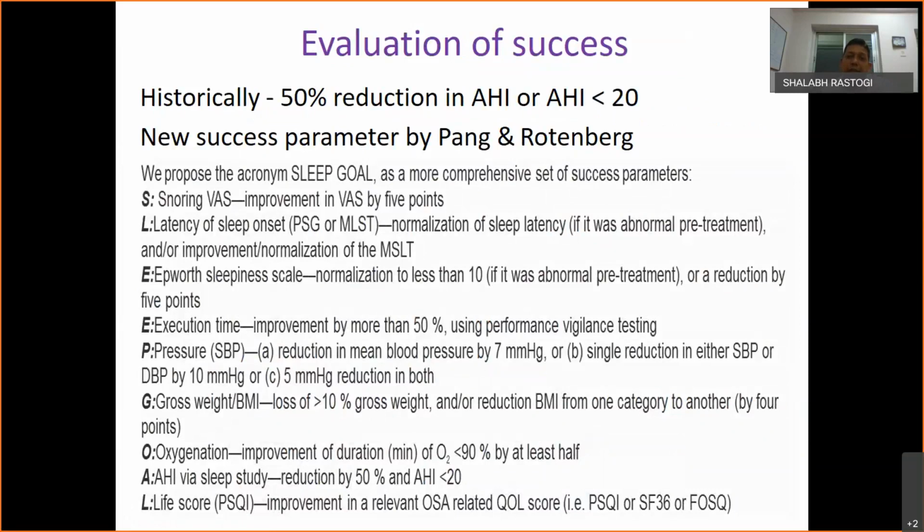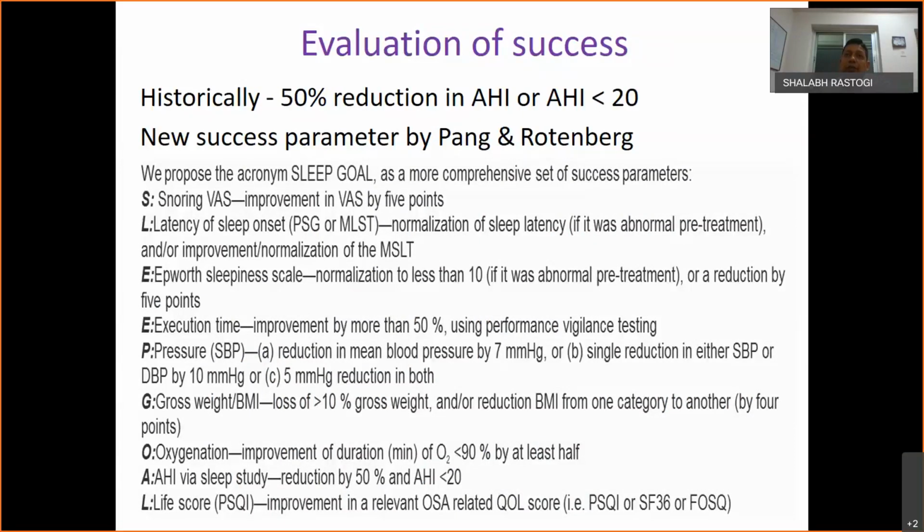The success can be evaluated. Historically, it was either a 50% reduction in AHI or the AHI being made less than 20 per hour. Then you call these procedures a success. But we all know this is only the respiratory part of the problem.